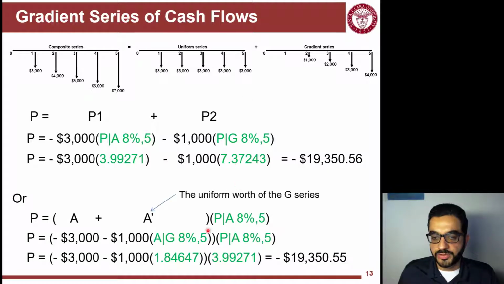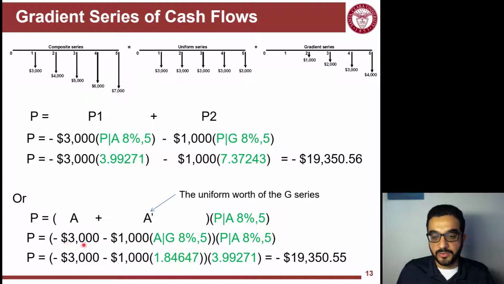There is another way, which is translating that gradient into a uniform cash flow. So I will call it here A prime, and then add the A prime, because now this A prime is a 5-year cash flow. I can add it to this one. So a 5-year series with a 5-year series matching together, I can add them and then multiply the resultant with the factor P given A, to bring it to the present. Remember, I want the present worth of the original cash flow. So A prime is an example of using, instead of P given G, A given G.